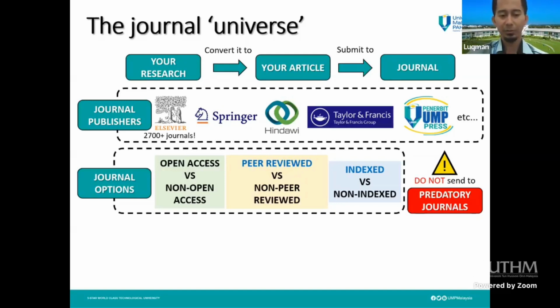Open access and non-open access. Open access means we can read it, as a reader, you can read it for free. Non-open access, the writer of the article submits for free, but the reader has to pay. Sometimes we don't pay, but actually your university is paying for it.